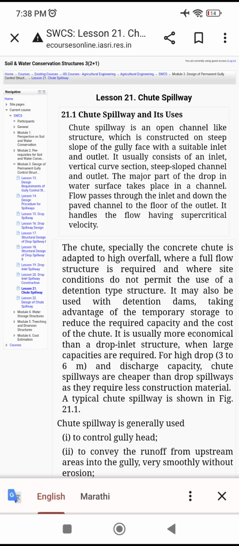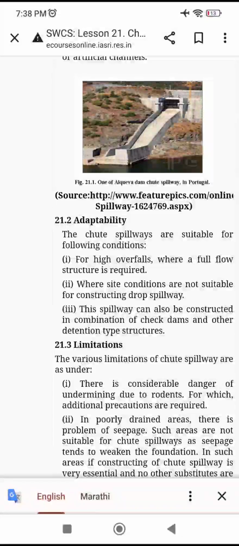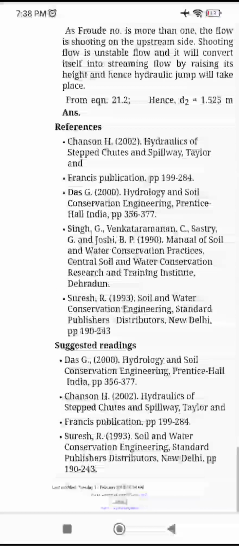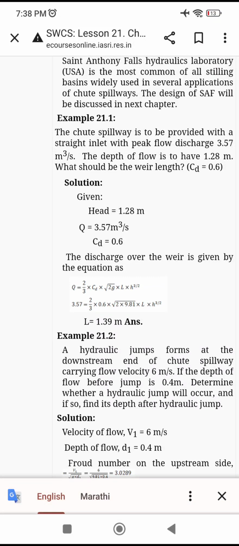Now chute spillway. In chute spillway, what is the use, what are the limitations, what are the different components of chute spillway? Now this question you can expect. The chute spillway is to be provided with a straight inlet with peak flow discharge 3.57 cubic meters per second. The depth of flow is 1.28 meters. What should be the weir length? Coefficient of discharge is 0.6. So you just have to insert these values in the formula. As I said earlier, you should know each component and the formula for that particular component. So Q is equal to 2/3 into CD into square root of 2g into L into H raised to 3/2.